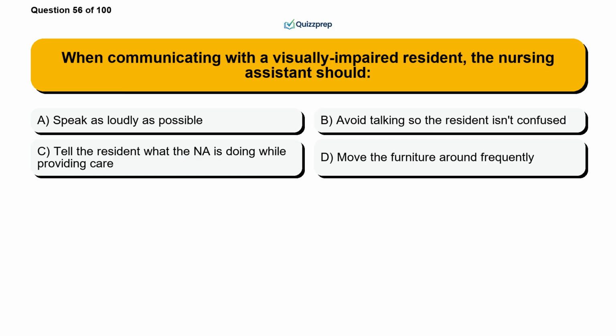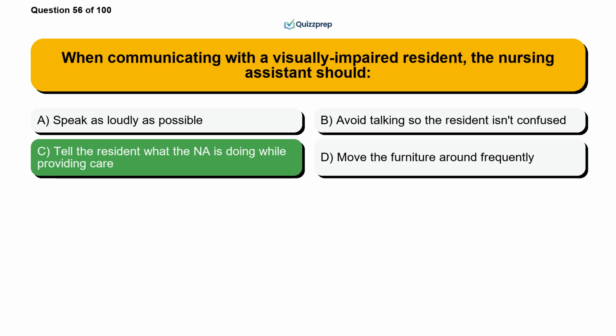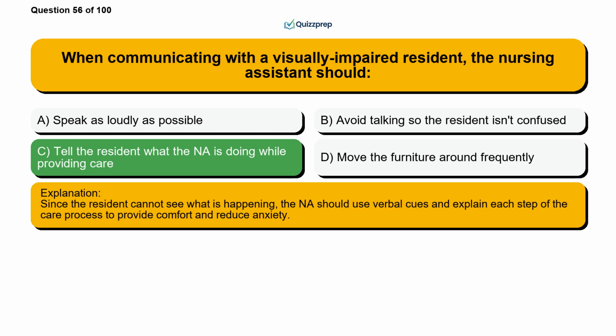Question 56. When communicating with a visually impaired resident, the nursing assistant should: Option A, speak as loudly as possible. Option B, avoid talking so the resident isn't confused. Option C, tell the resident what the NA is doing while providing care. Option D, move the furniture around frequently. The correct answer is option C. Tell the resident what the NA is doing while providing care. Since the resident cannot see what is happening, the NA should use verbal cues and explain each step of the care process to provide comfort and reduce anxiety.